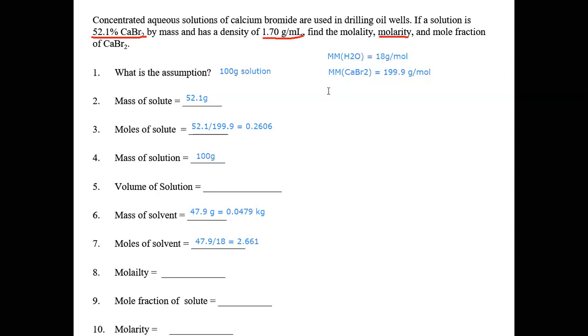We need the volume of solution. So remember, density equals mass divided by volume. So volume equals mass divided by density. So this would be 100 divided by 1.70. We get 58.82 milliliters. This is in milliliters. We've got to convert it to liters as such. So now we have everything to calculate the molality, the mole fraction, and the molarity.